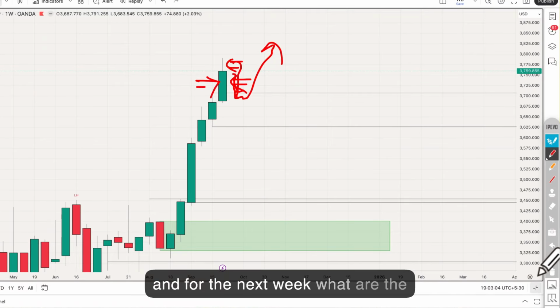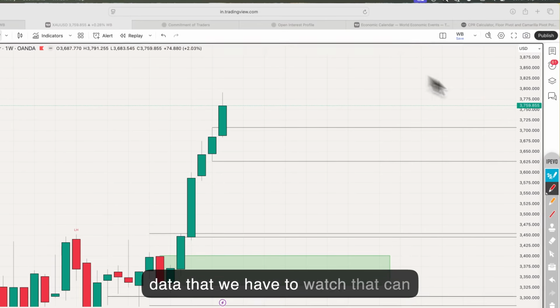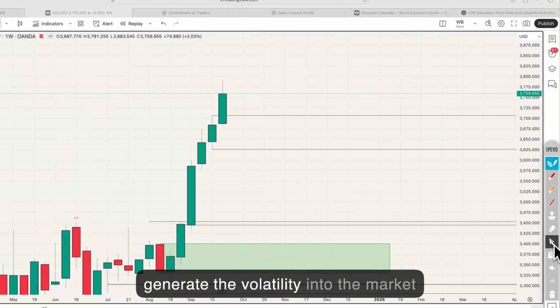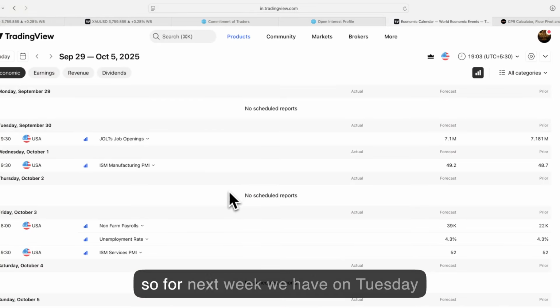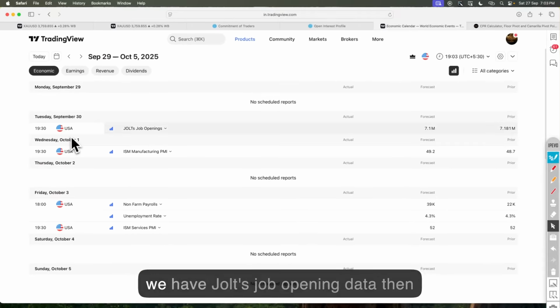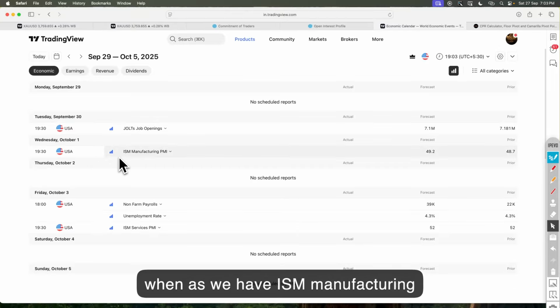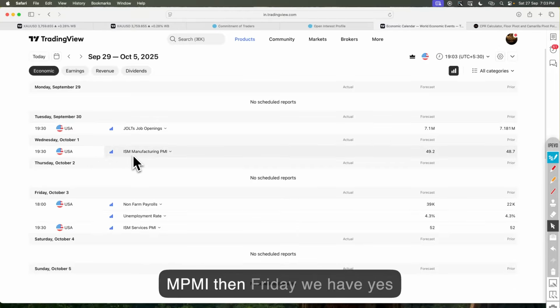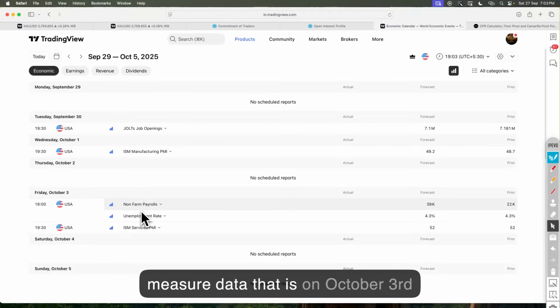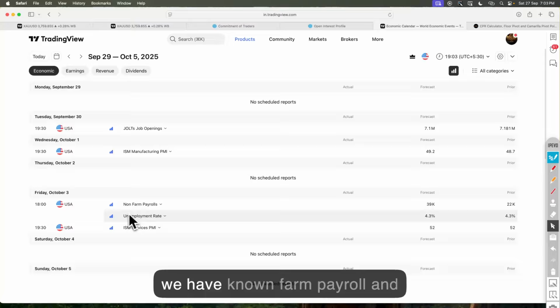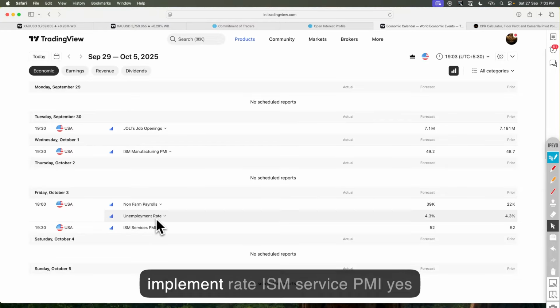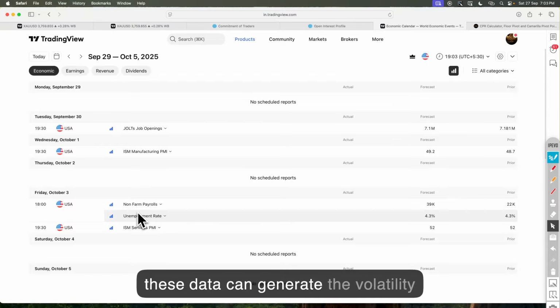And for next week, what data do we have to watch that can generate volatility in the market? On Tuesday we have JOLTS job openings data. Then Wednesday we have ISM manufacturing PMI. Then Friday, October 3rd, we have major data: non-farm payroll, unemployment rate, and ISM services PMI. Yes, these data can generate volatility, and we have to take care of that.